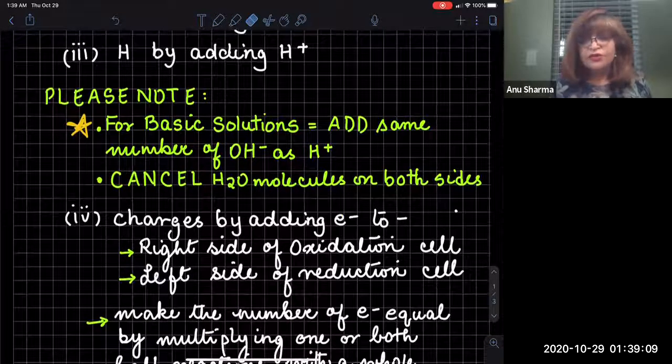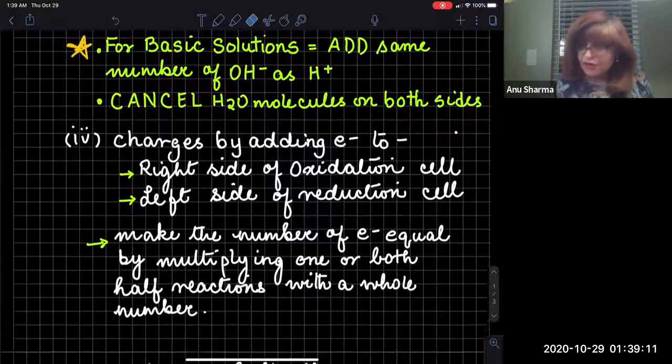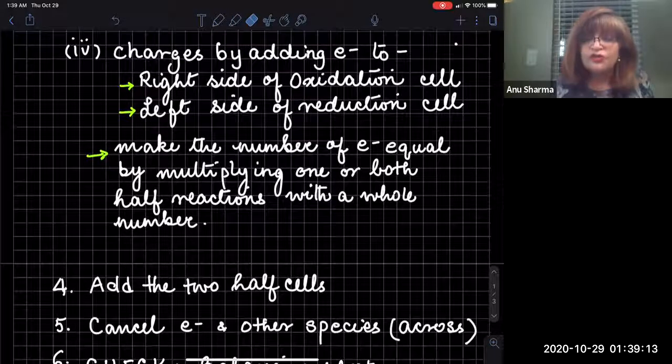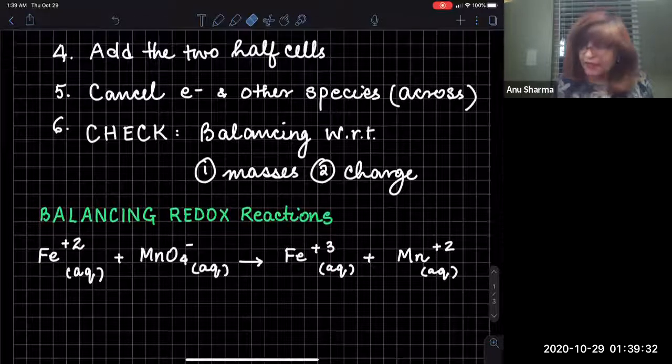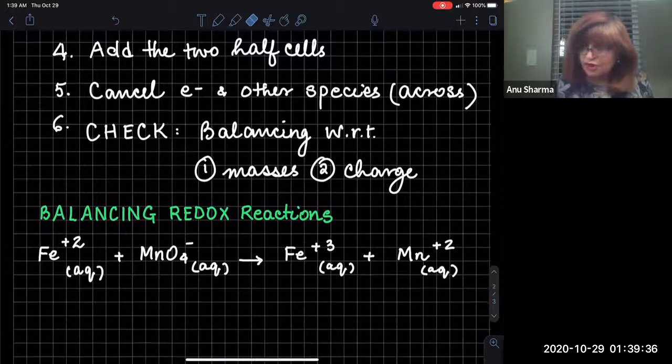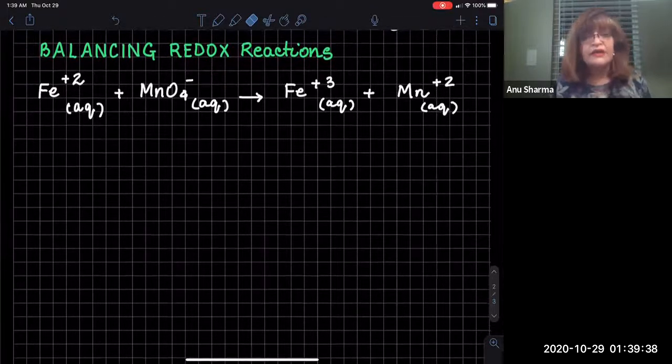Next, we are going to be balancing the charges by adding electrons to the right hand side of the oxidation and on the left hand side of the reduction. Then we are going to make the number of electrons equal by multiplying one or both half reactions with whole numbers. Okay, then we're going to add both the half cells, then we're going to cancel the electrons and other species across, and then we're going to check the balancing with respect to mass and charge.